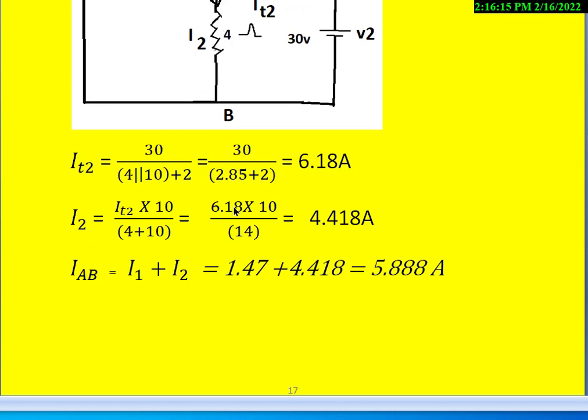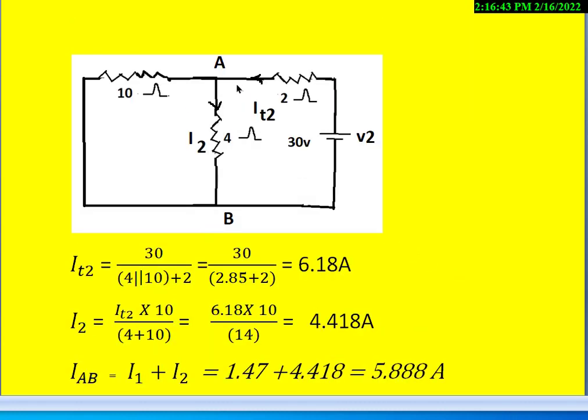So when V1 is acting, the current flowing in the AB branch is from top to bottom. Similarly, when V2 is acting, current flows in the AB branch from top to bottom. That is I1 and I2 both will flow in the same direction. So add those two. That is equal to 1.47 plus 4.418. Then we get 5.88 amperes in the AB branch with the superposition theorem.